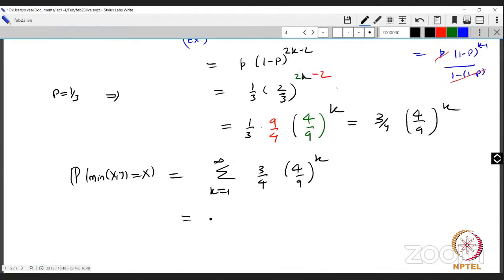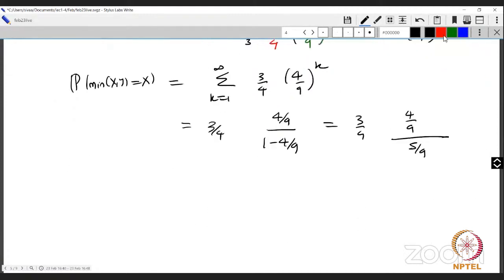Very nice. So what is that going to be? 3/4 comes out. It's a geometric series again. The first term is 4/9, the common ratio is 4/9. So what do I get? 3/4 into 4/9 divided by 5/9. The 9 cancels off, the 4 cancels off with this 4. So all I get is 3/5. Agreed? Very nice. Beautiful.